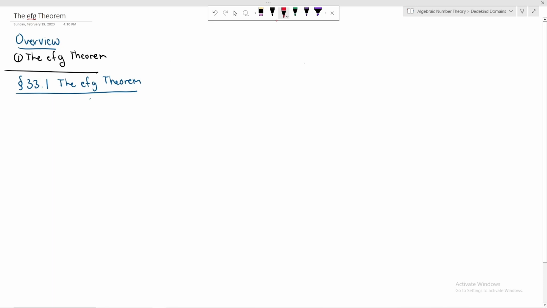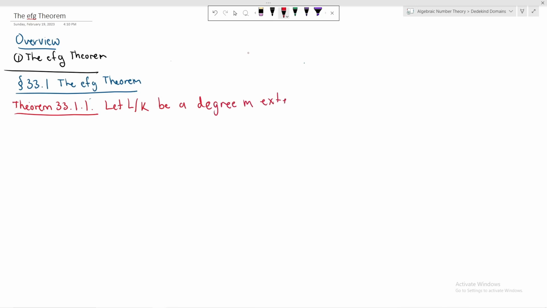So this will be Theorem 33.1.1. So the EFG theorem is all about understanding how ideals in a base field factor in an extension. So we're going to start with some degree m extension of number fields, L over K, and we're going to also start with a prime ideal P in the ring of integers of K.